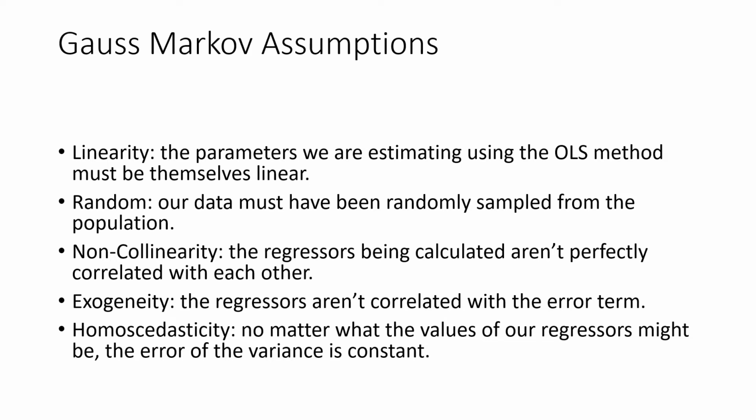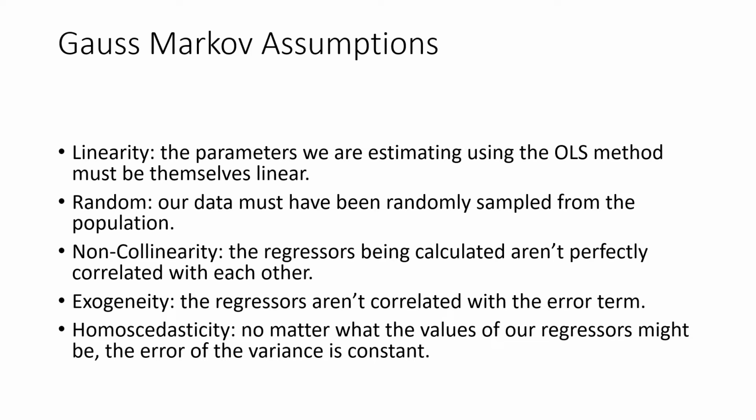What does linearity mean? The parameters we estimate in the model using OLS would be linear. OLS stands for ordinary least squares. So the parameters which you have in the model and which you estimate using OLS would be linear. That's it. Coming to randomness, that means that the data which you use for estimating the model is something which is randomly sampled from the population. So you don't have any kind of bias. You have selected the samples just by picking them randomly.